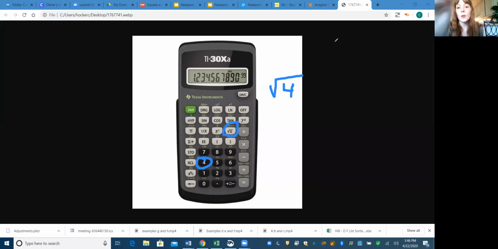Then for squaring a number, if you wanted to do 4 squared, you would press 4 and then this little squared button. Or you could press the exponent button that I showed you yesterday as well.